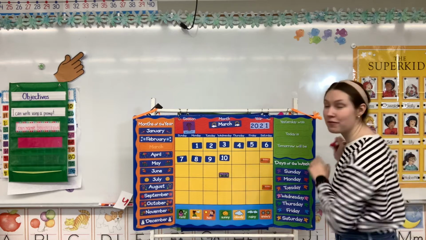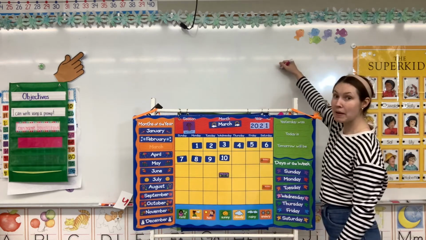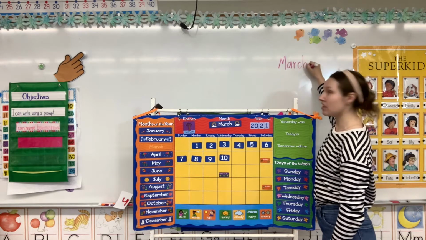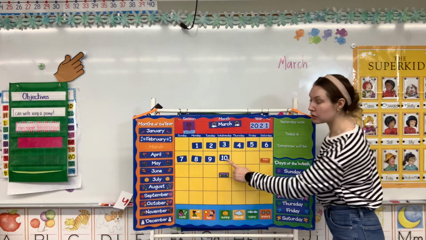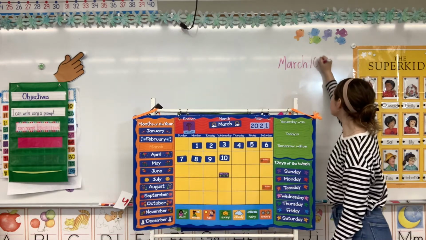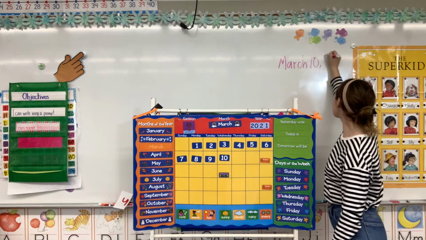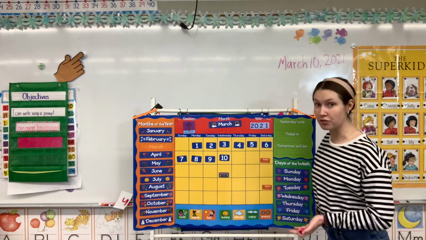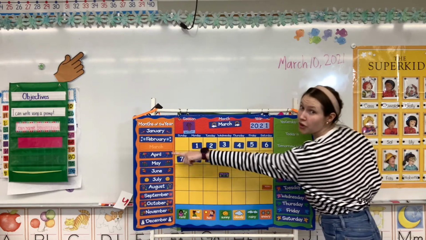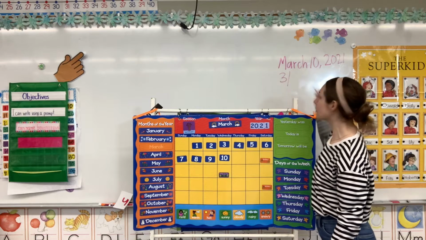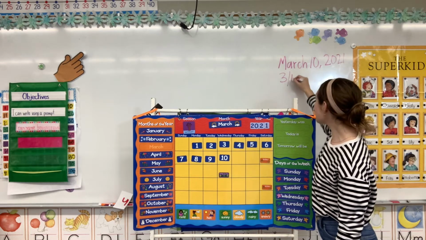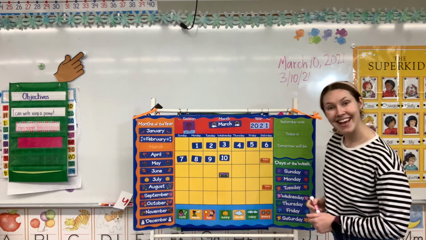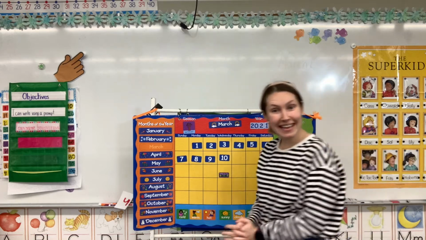Let's think about how we'd write that date. We can start with our month name, March, which we spell M-A-R-C-H. Then we're going to add our date, which we know is the 10th, March 10th, and the year 2021. Now we also know we can use our numbers to write the date. We know that March is the 3rd month out of all 12 of our months. We know that today is the 10th day, and we know the year is 2021. Nice work, everyone.